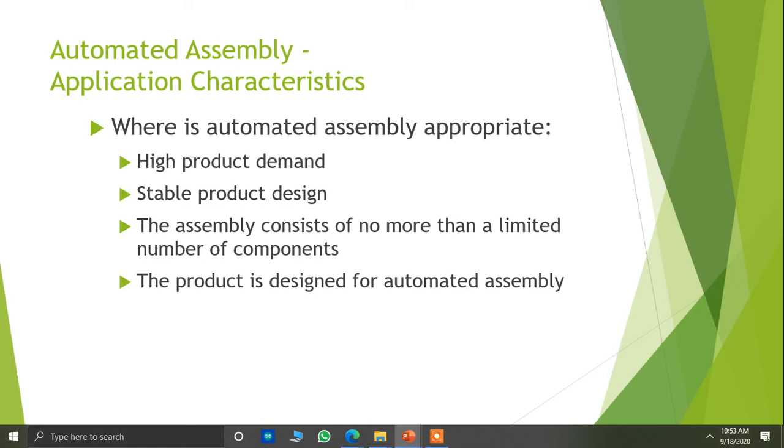Can you think of some foods which you cannot automate but still have a high product demand and a stable design?